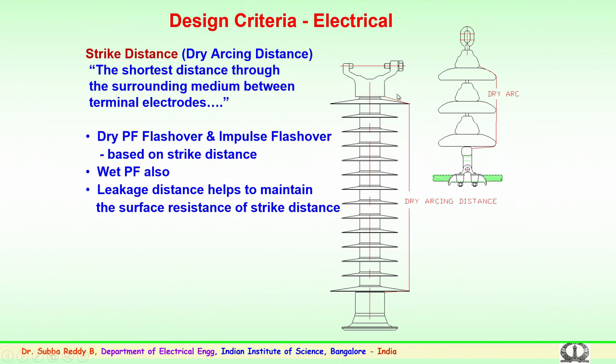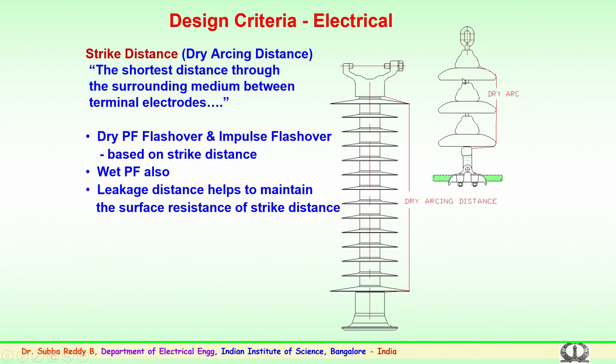So, this direct distance, the clearance from metal to metal, is known as the dry arcing distance. In case one end is connected to the high voltage and the other is connected to the ground, because of the voltage stress increase, it is likely to flash over, and the nearest flashover will happen at this metal to metal junction. So, the shortest distance through the surrounding medium, that is air, from the terminal electrodes is known as the strike distance for a hollow or a porcelain bushing.